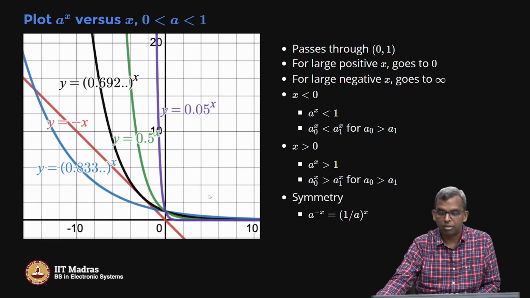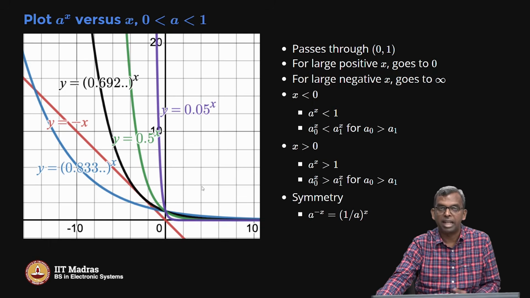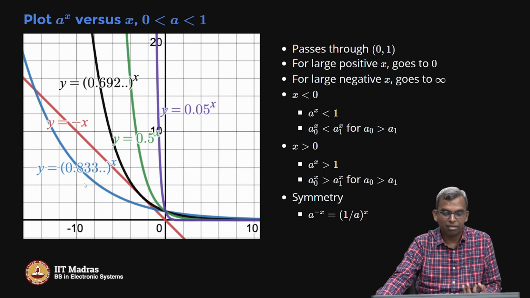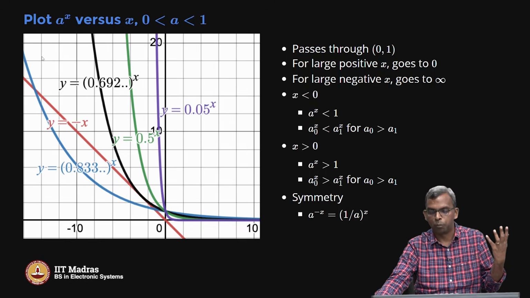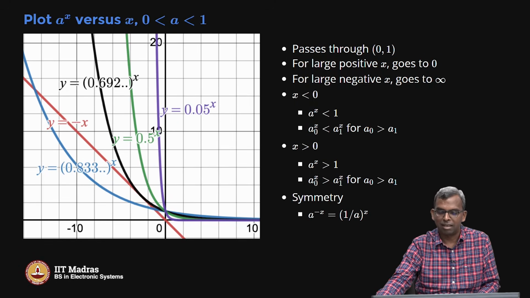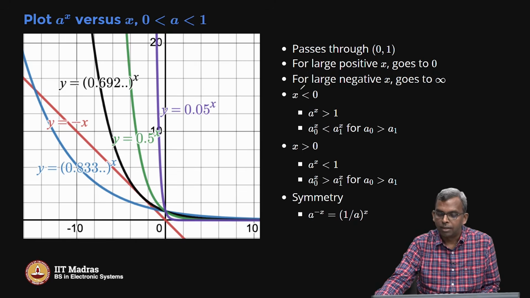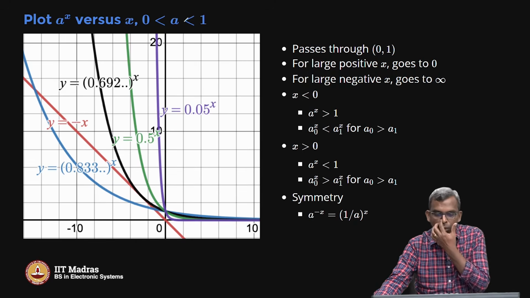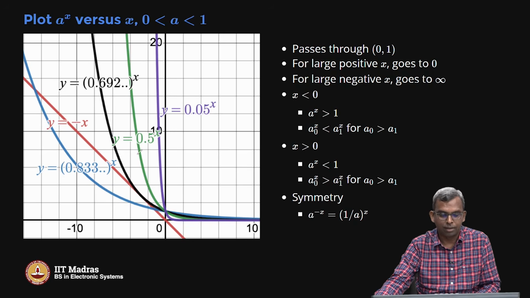For large positive x, it goes to 0, when a is less than 1. For large negative x, it goes off to infinity. I think this one is wrong here. There's a bug here in this. I hope I've corrected it. When a is less than 1 and x is negative, a power x is going to go above 1, and when x is positive, a power x is going to go below 1.